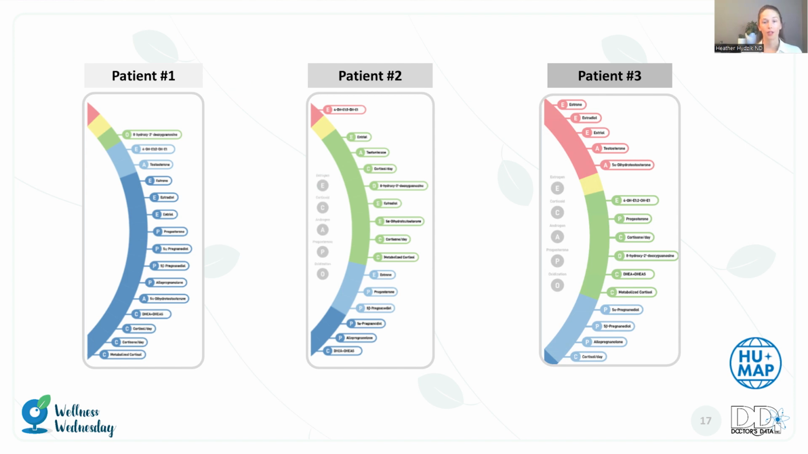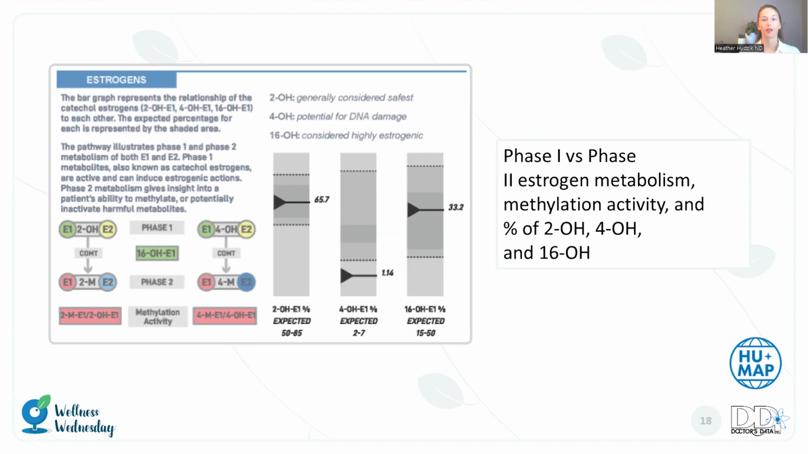These same 15 analytes will move around and change colors based on a patient's individual levels. In the estrogen section from the summary page, we highlight the 2-hydroxy, 4-hydroxy, and 16-hydroxy metabolites, and then show you how well they're being methylated. So I'm going to focus on the methylation activity in this example.